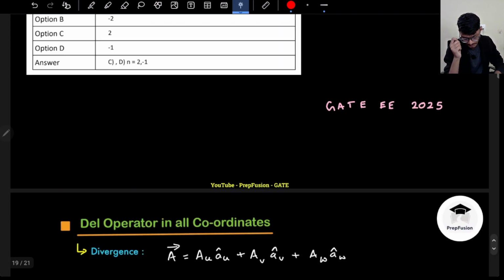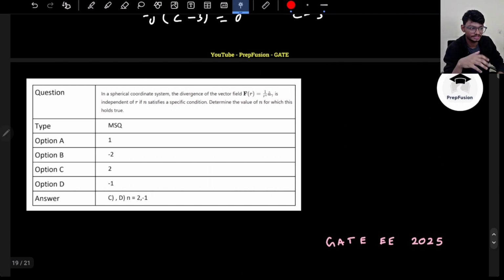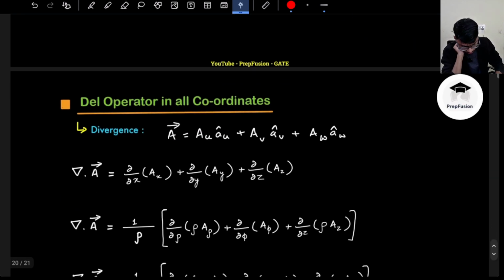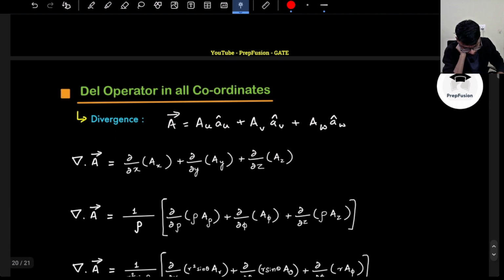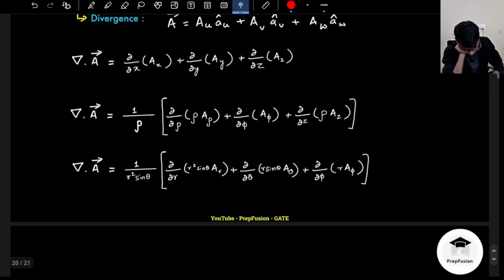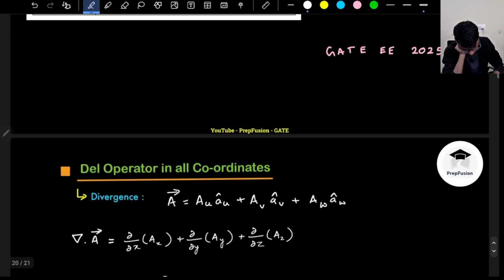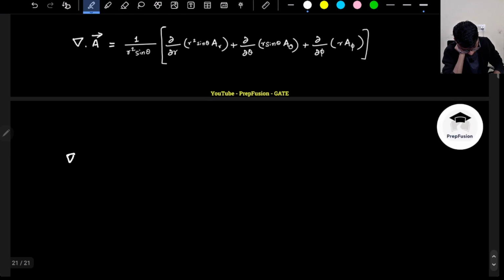Ultimately it should come out not 0, sorry, the result should come out to be independent of n. Okay, so that is what they are asking. So what you can do is simply solve this. The divergence of my function f will be 1 by r square.